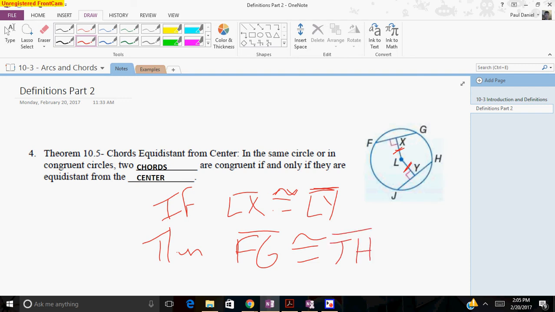And because we're using that if and only if statement, this can also work in the other direction. Meaning I could say if I have those two chords being congruent, then those two chords are going to be equidistant from the center.